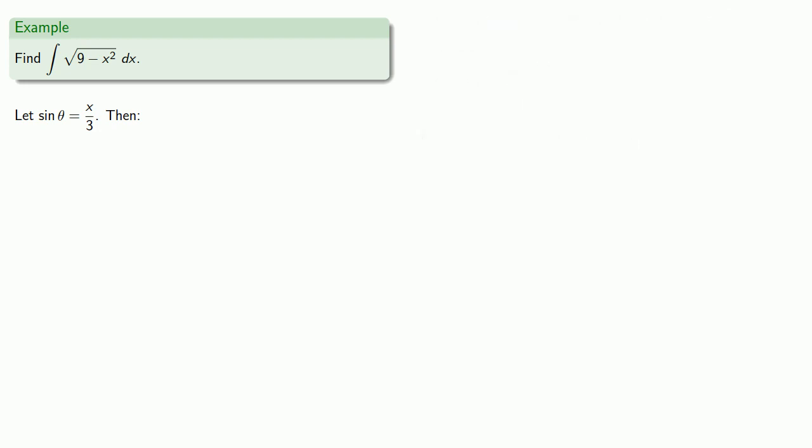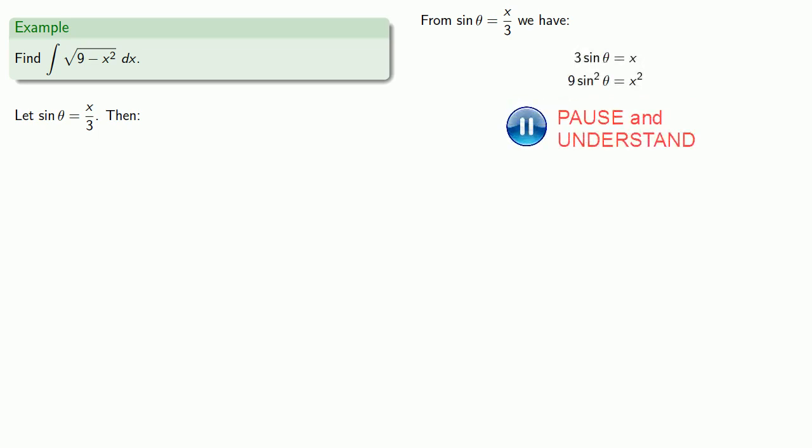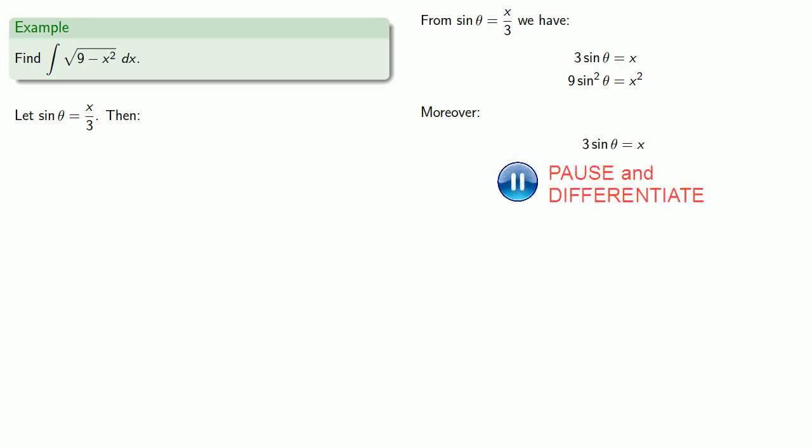So at this point, we have to do a lot of trigonometry, a lot of algebra, and a tiny bit of calculus. So let's get started. From sine theta equals x over 3, we also need to do something with our differential, so from 3 sine theta equals x, we can differentiate both sides to get. We'll do a bunch of substitutions.